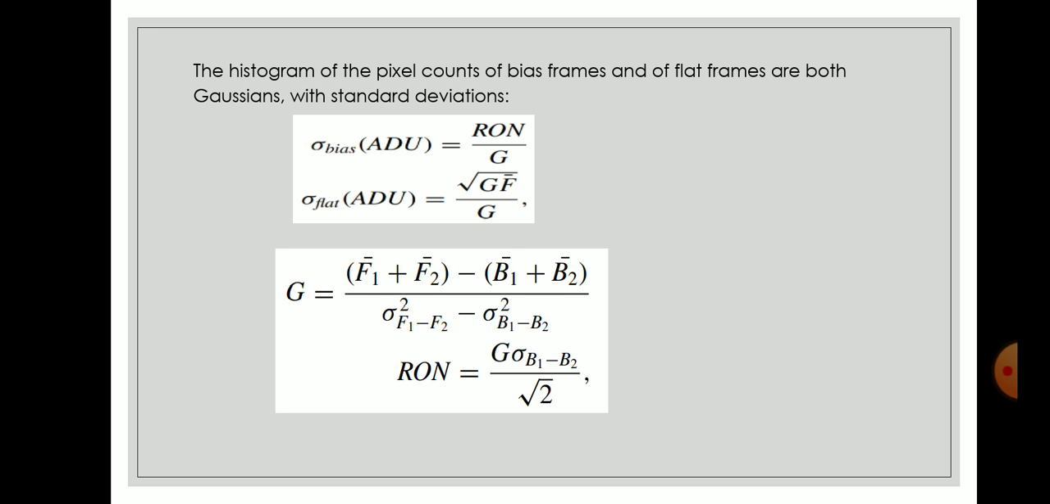The statistical properties of the bias and the flat frames are related to the CCD characteristics, the gain G and the readout noise RON. The histograms of the pixel counts of bias frames and of flat frames are both Gaussians, with the standard deviations sigma bias, where f is the mean value of the flat field. An estimation of the gain and of the readout noise of the CCD can be performed using a pair of bias frames B1 and B2 and a pair of flat frames F1 and F2.